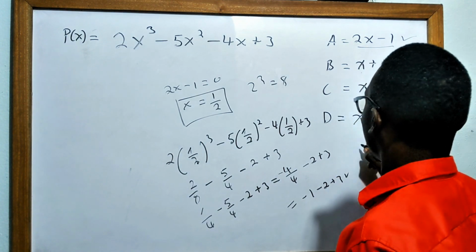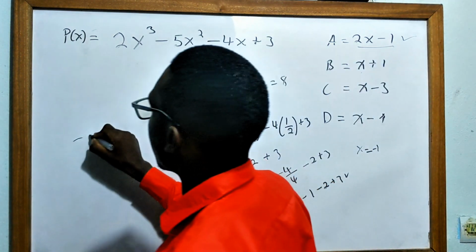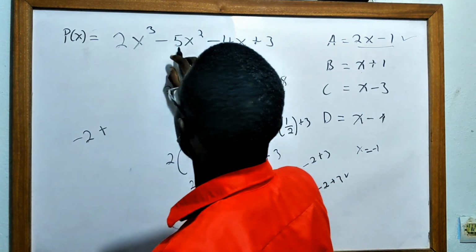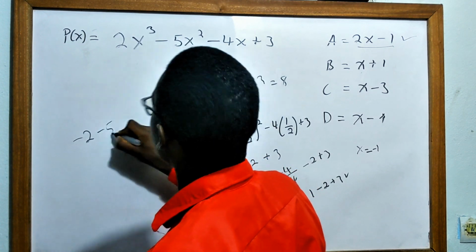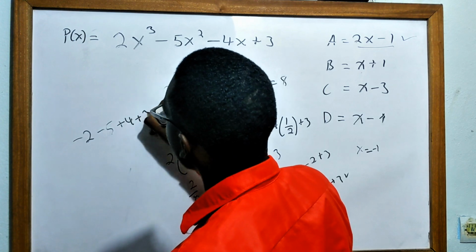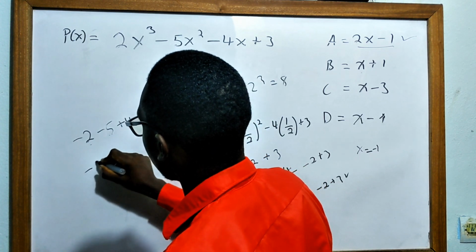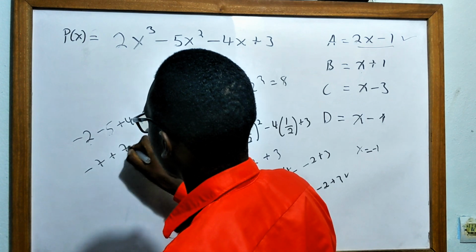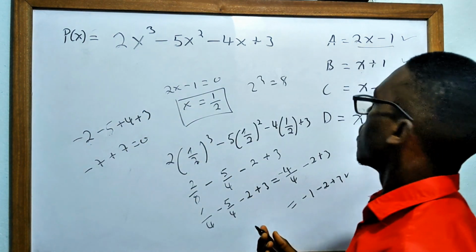Moving to this one, x plus 1 equals 0, so x is minus 1. Substituting minus 1 here, that will be minus 2, minus 5 plus minus 1 squared is 1, plus 4 plus 3. That will be what? Minus this plus this, that will be 5, 6, 7, minus 7 plus 7. This will be 0, hence this is a factor. A factor is when you substitute and you have a 0.